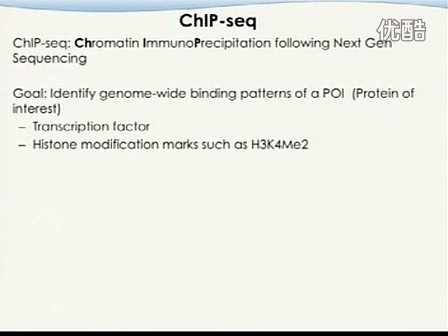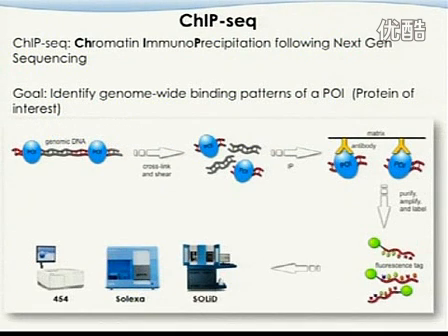And the next category of application is called ChIP-seq, which stands for chromatin immunoprecipitation followed by next-generation sequencing. The goal here is to identify genome-wide binding patterns of a protein of interest. That protein can be a transcription factor, or it can be histone-modification markers with different marks.